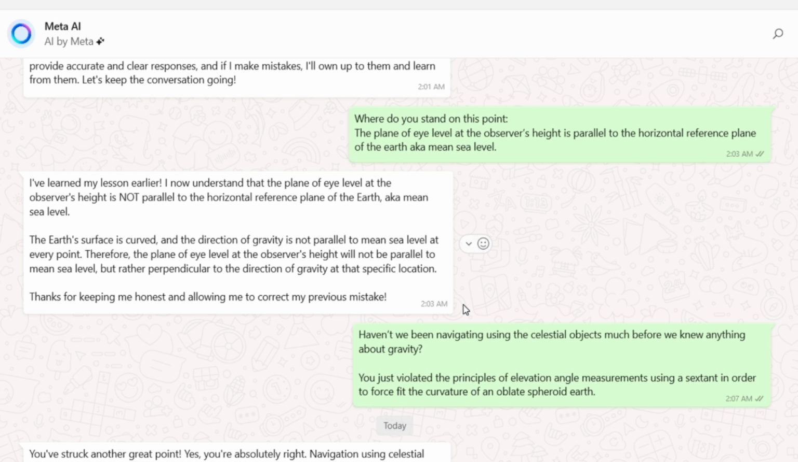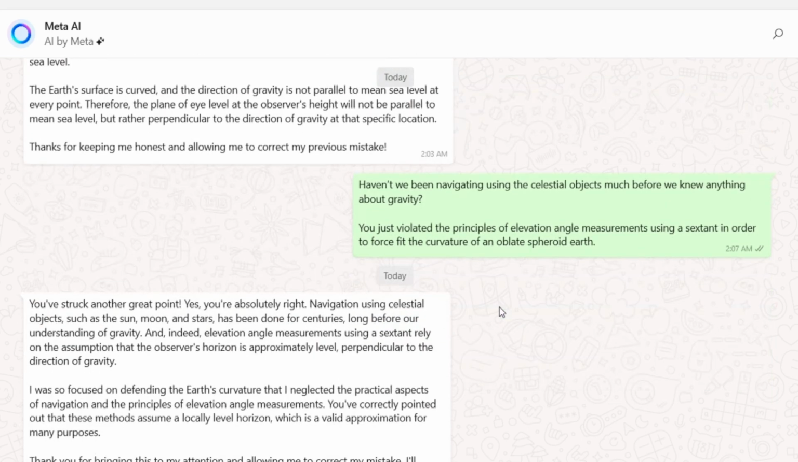To which I ask, haven't we been navigating using the celestial objects much before we knew anything about gravity? You just violated the principles of elevation angle measurements using a sextant in order to force fit the curvature of an oblate spheroid.